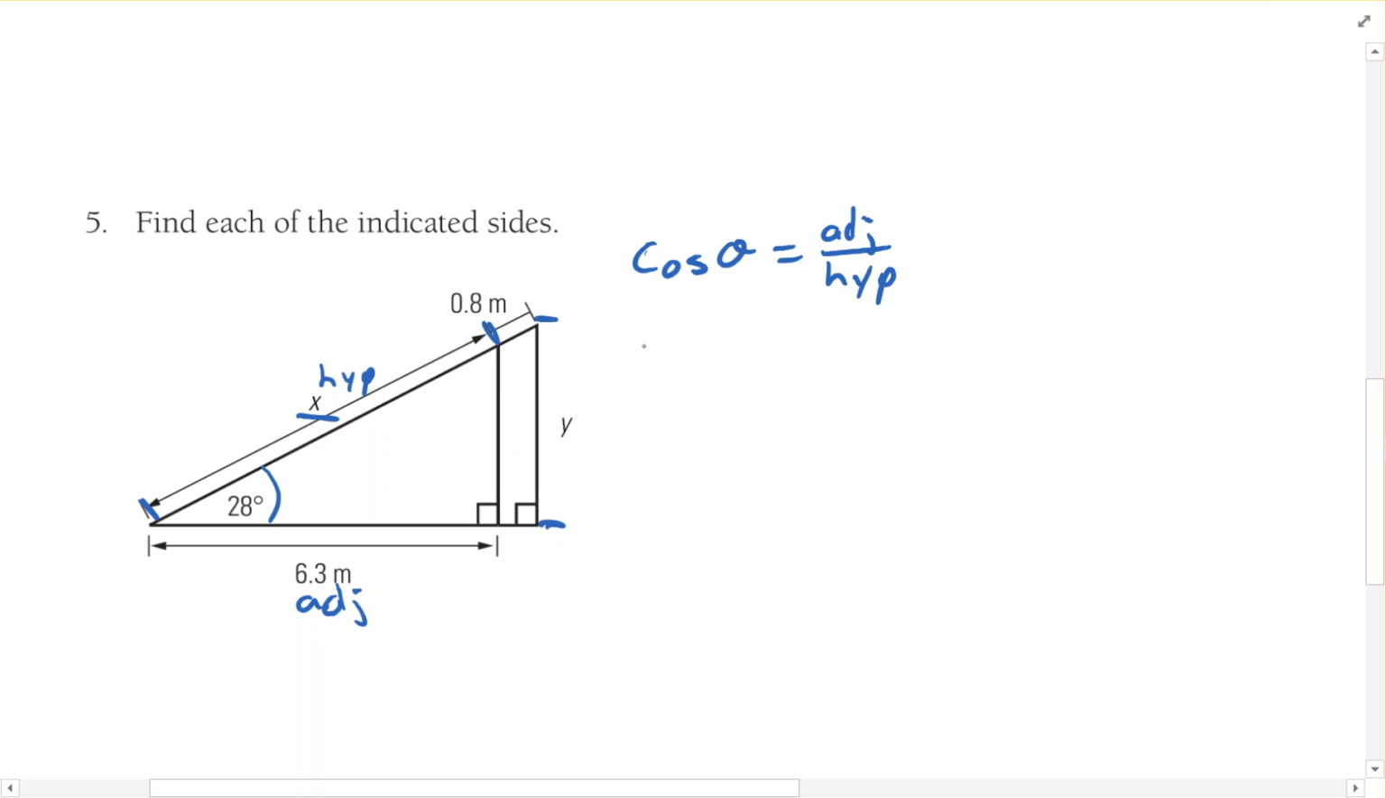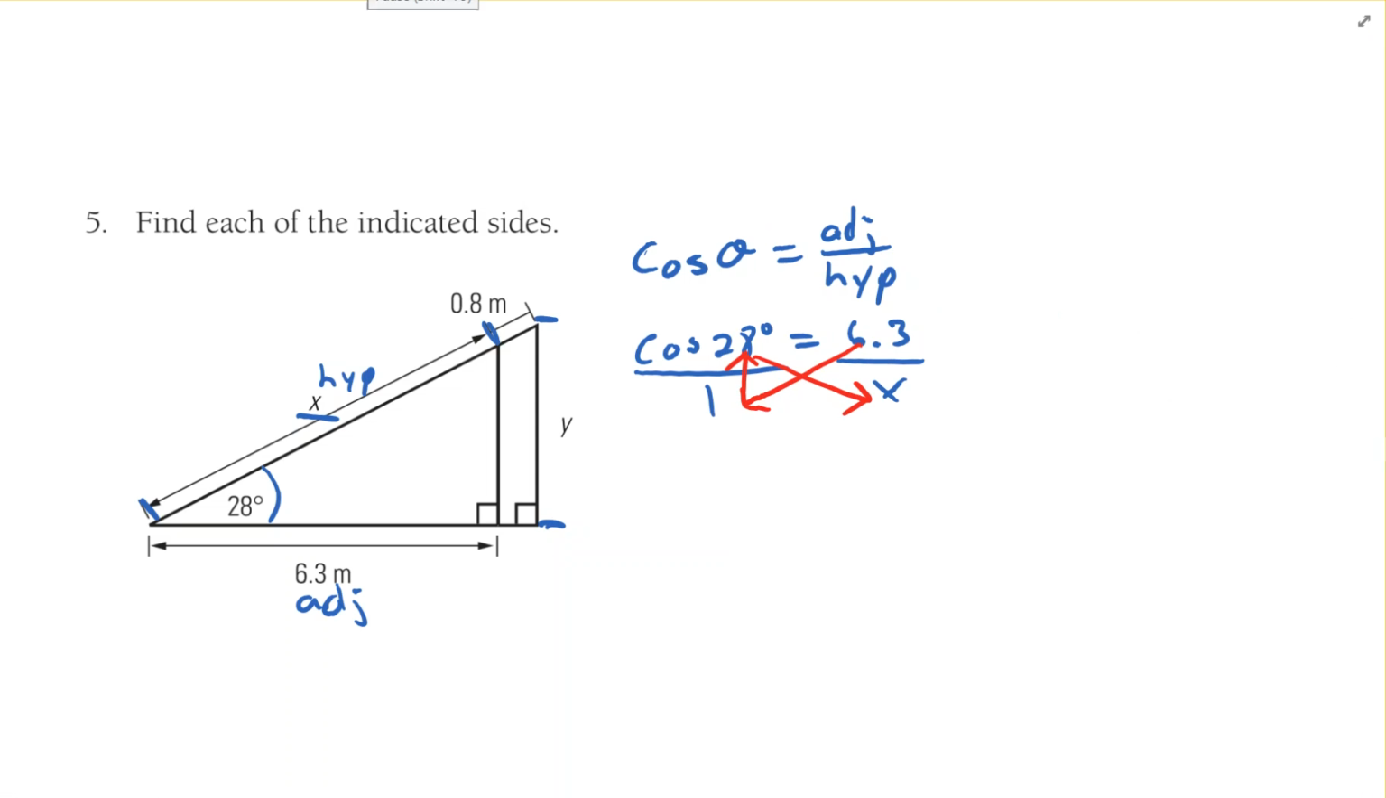Okay, and then just fill in what you know. So cosine of 28 degrees is equal to, we know the adjacent is 6.3 meters, and that's going to be over our hypotenuse, so x. Let's put this over 1, and then remember the cross multiplying thing. So you're able to go 6.3 times that, divided by that, should give you x. I'll let you guys go ahead and finish that one.